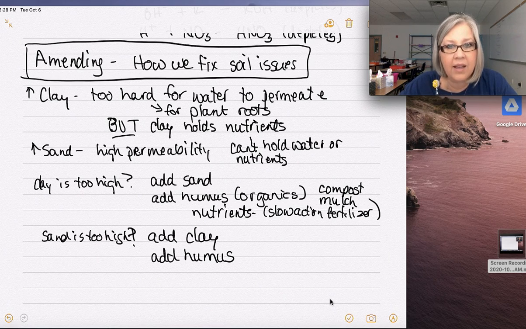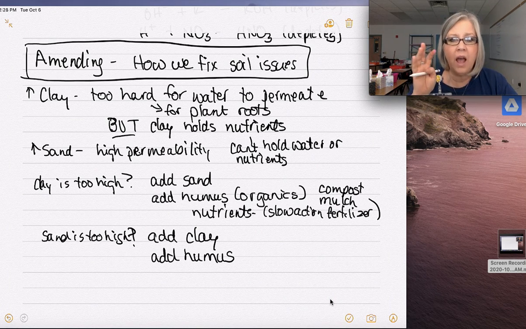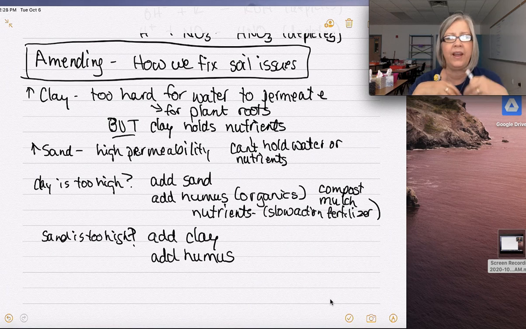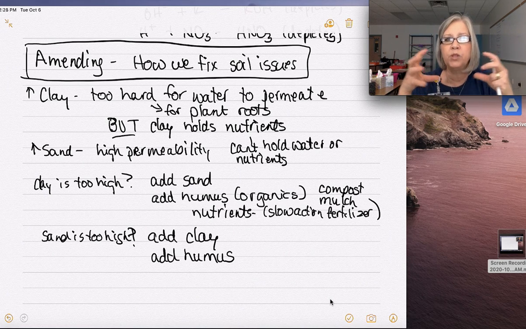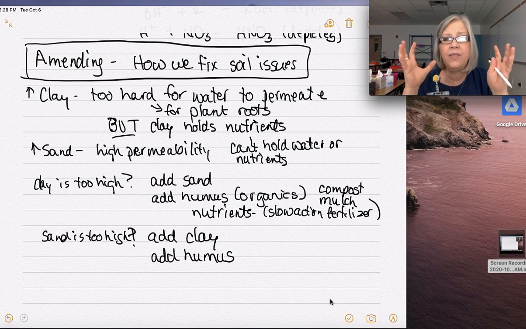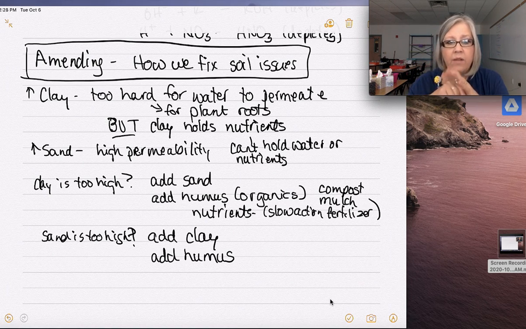So why would you add humus? Well, because humus is sort of like the magic bullet. Not only does it loosen up the soil, it puts air pockets in there. It also absorbs a lot of water. So humus can hold on to water, and in that way, it can actually make the water content of the soil better, of the sand.